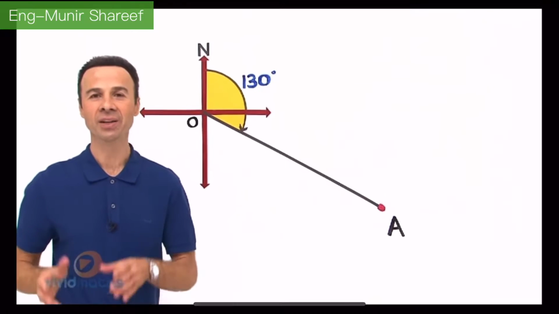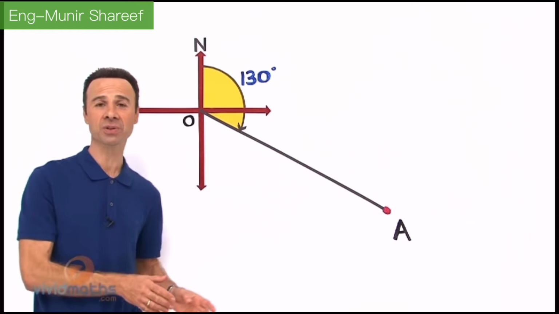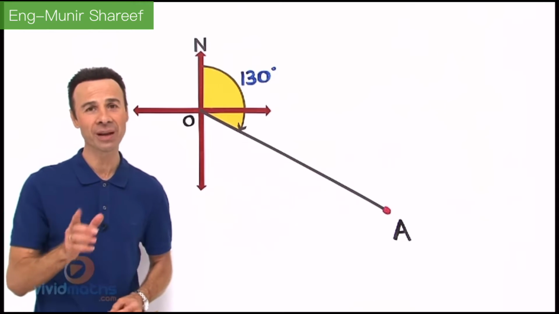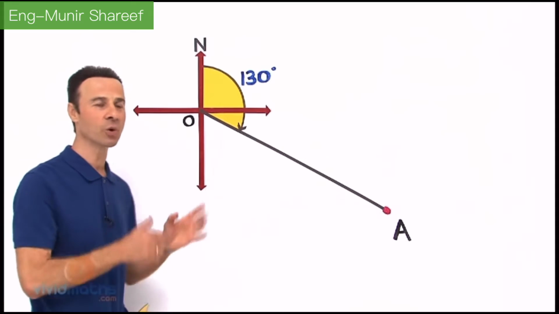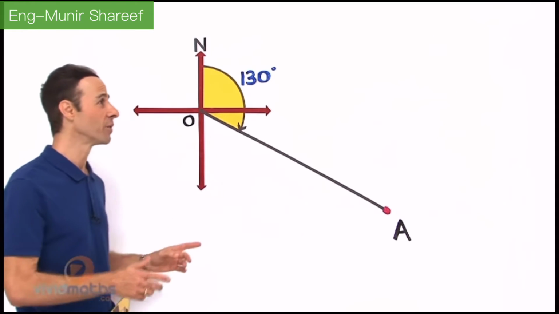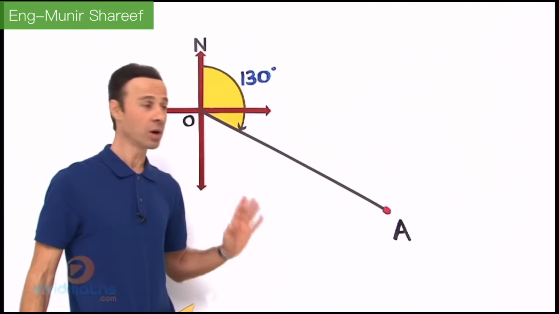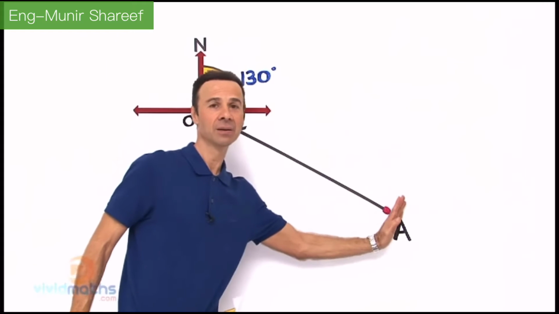I heard the phrase, you can't unscramble an egg. In other words, you can't go backwards. Well, you may not be able to do that with an egg, but you can go backwards with bearings. What do I mean? In this particular question, let's take a closer look. We are asked to find the bearing of O from A. In other words, we've got to go from here back to here.